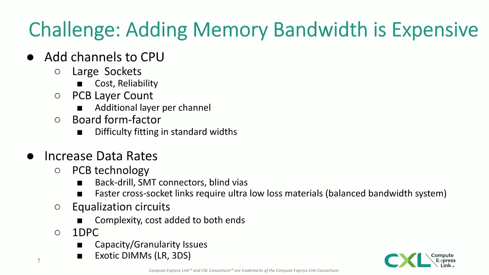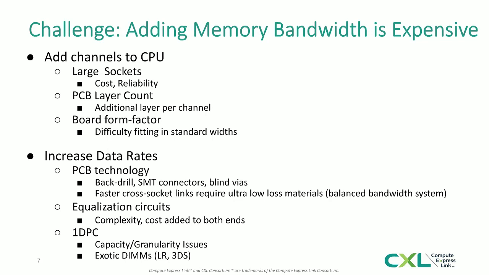The second way of increasing bandwidth is to increase the data rates, and we've seen that happen with DDR3, 4, 5. Each generation brings a faster speed bus. But this is not trivial. This is pretty hard. You have to do advanced PCB technology items such as backfilling vias, using surface mount and low pin capacitance connectors, and exotic via technologies in order to make sure that the signal is not distorted significantly.